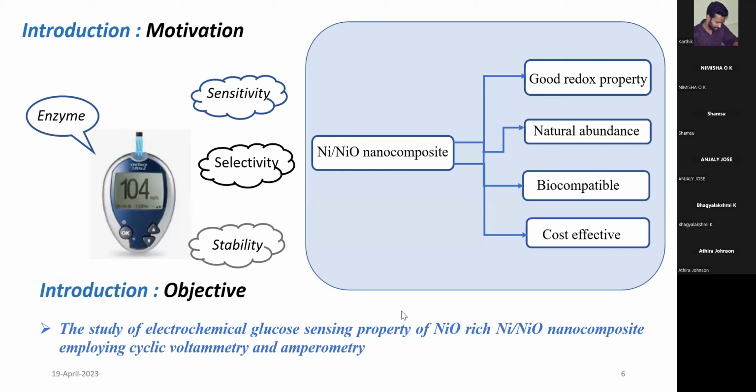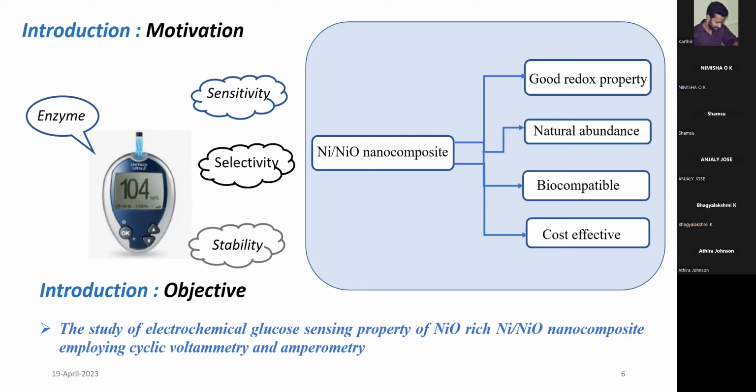The motivation behind our work is that conventional glucose sensors are enzyme-mediated: the enzyme mediates glucose oxidation and produces a detectable current response. As we know, enzymes are affected by various physical conditions such as temperature, humidity, pH, etc. This in turn affects the sensitivity, selectivity, and stability of the glucose sensor.